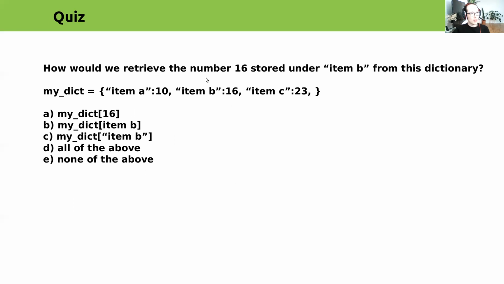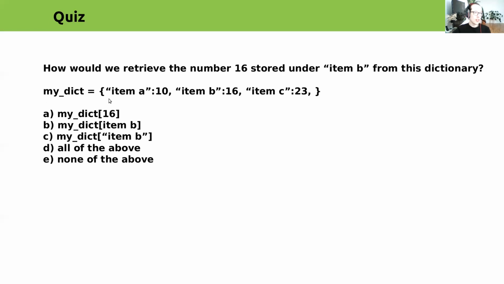How would we retrieve the number 16 stored under item B from this dictionary? A dictionary is a data type in Python which takes a key that you provide and sends back a value that is stored and associated with the key. To make a dictionary, we use this notation, where we provide first the key and a colon, and then the value. It will always go in that order.